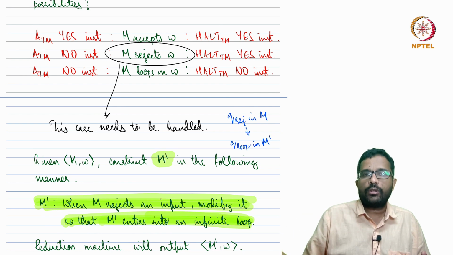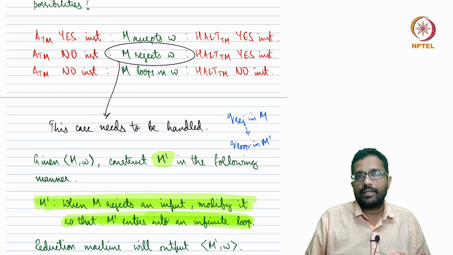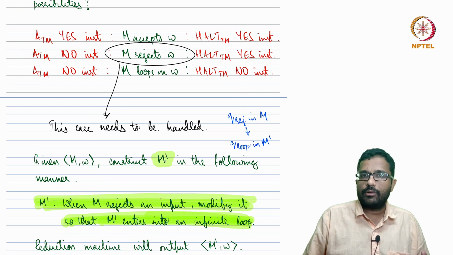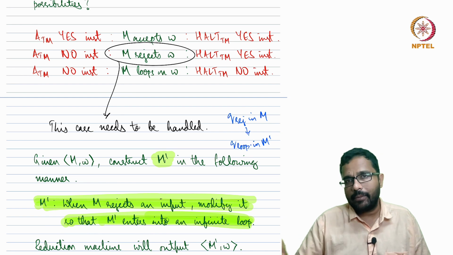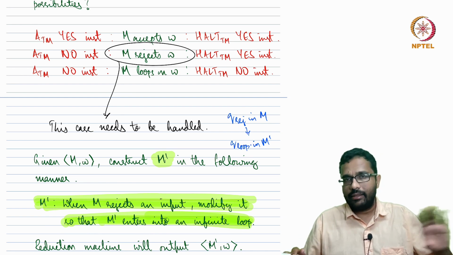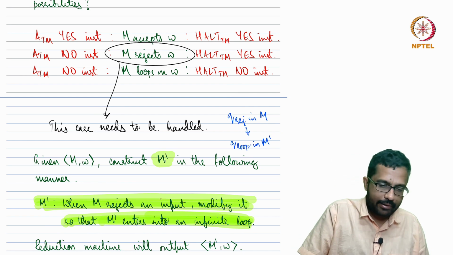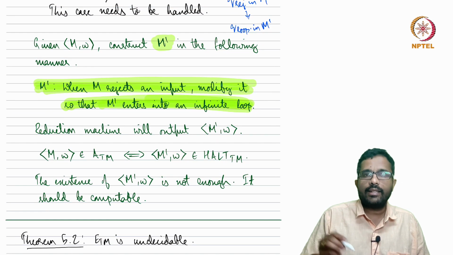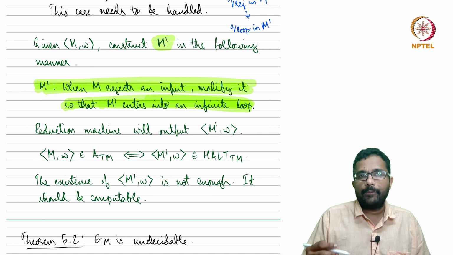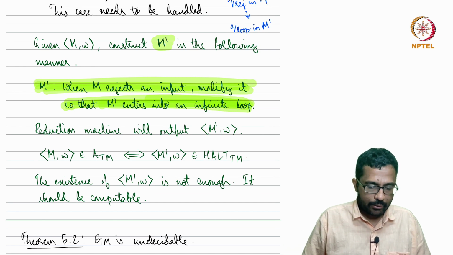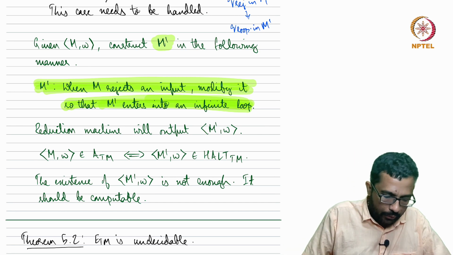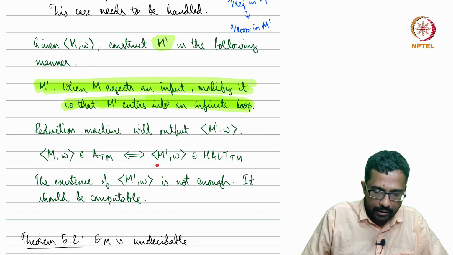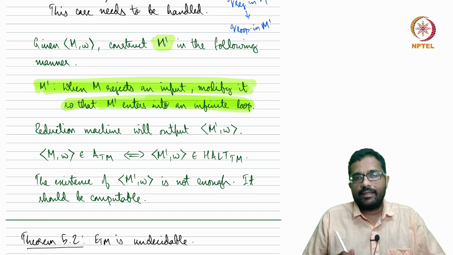So M prime loops on W whenever M rejects W. Whenever M accepts W, M prime also accepts W. Whenever M loops on W, M prime also loops on W. So there is no change in the first and last situations. The difference is only in the second case, when M rejects an input, and that is now handled. So this means that M comma W is a yes instance of ATM if and only if M prime comma W is a yes instance of HALT-TM.